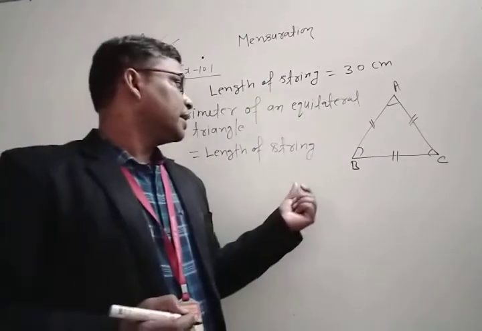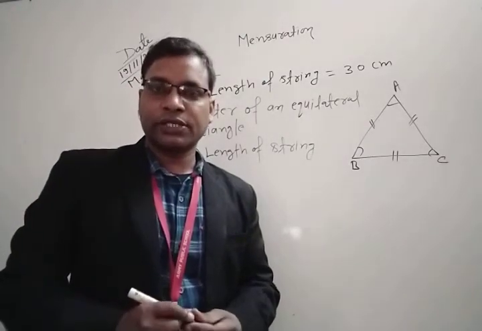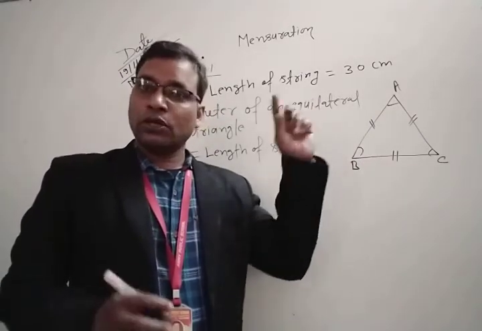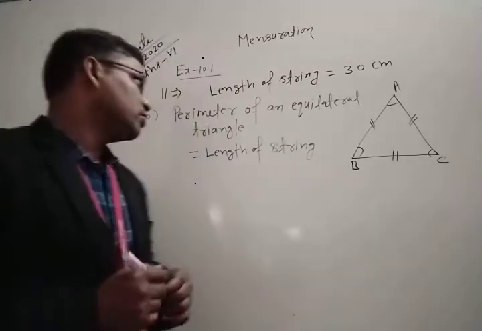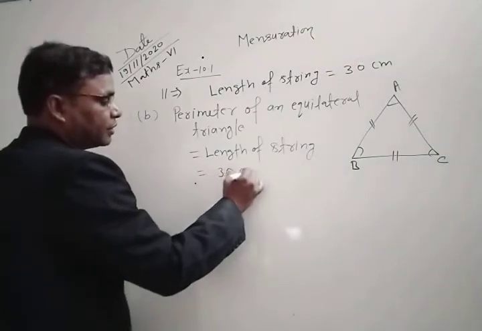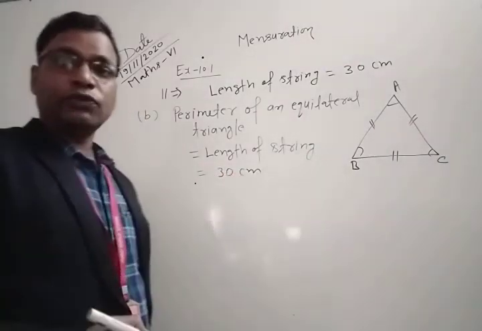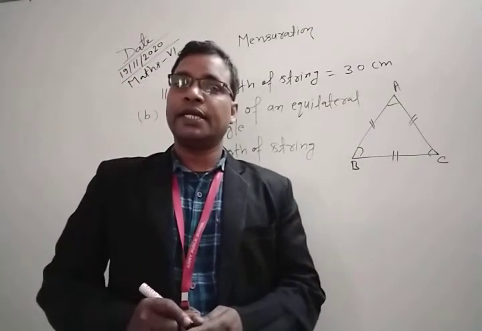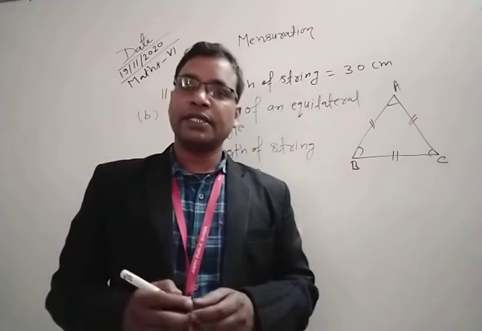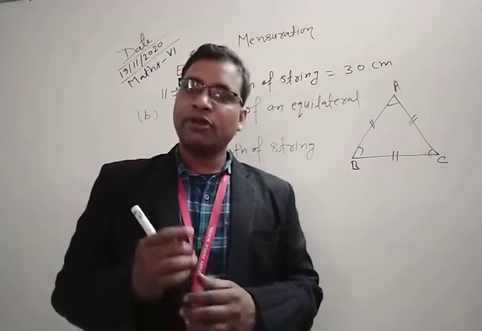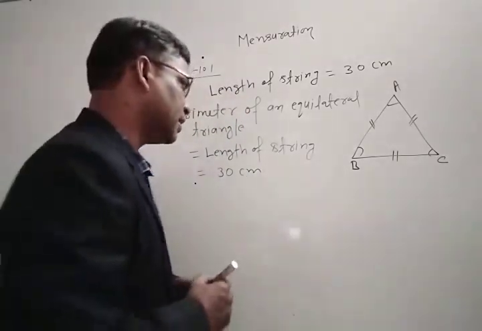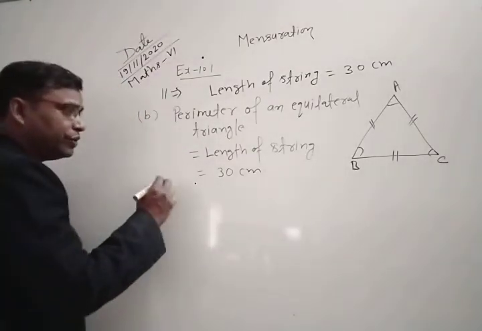Why is the perimeter of the equilateral triangle the length of the string? Because you can see in this question it is given that this equilateral triangle is made by this string whose length is 30 centimeters. So we can say the perimeter of the equilateral triangle is 30 centimeters. So what do we need to find here? We need to find the side of the equilateral triangle. For this, how can we find it? If we divide the perimeter by 3, then we obtain the side of the equilateral triangle. Okay. So you do very well.